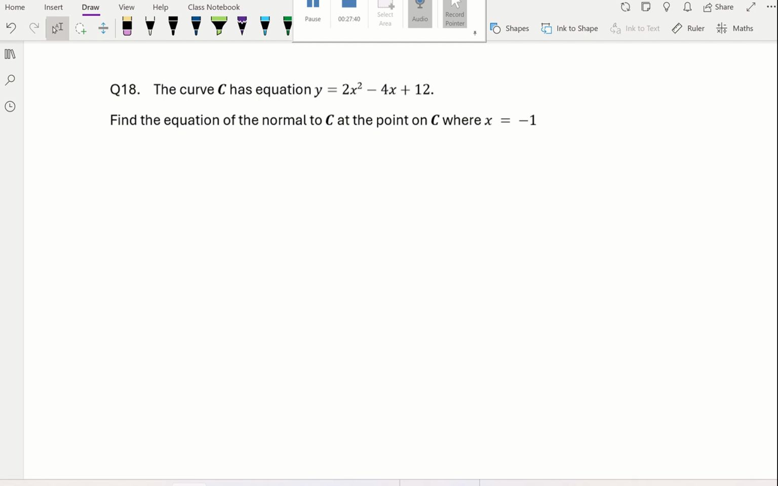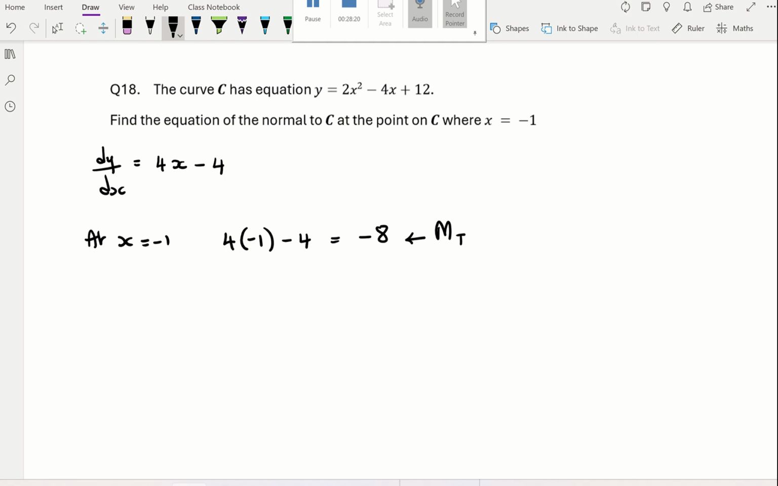The curve C has equation y equals 2x squared minus 4x plus 12. Find the equation of the normal to C at the point on C where x equals negative 1. So the first thing you need to do is to differentiate, and you're finding the gradient of the tangent. So this is 4x minus 4, and at x equals negative 1, 4 times negative 1 minus 4 equals negative 8. That is the gradient of the tangent. Therefore, the gradient of the normal is the negative reciprocal. So when one of them is a minus, the other one is a plus. And therefore, this is a positive 1/8.